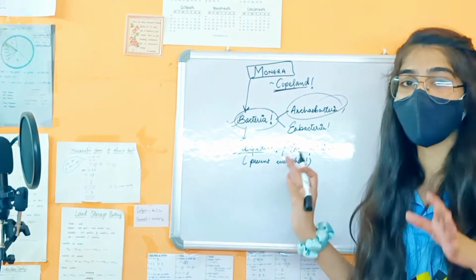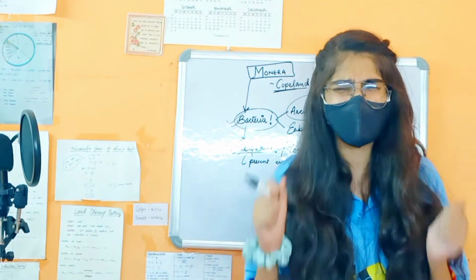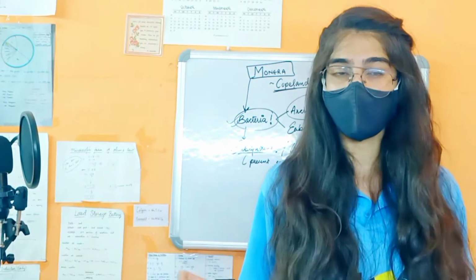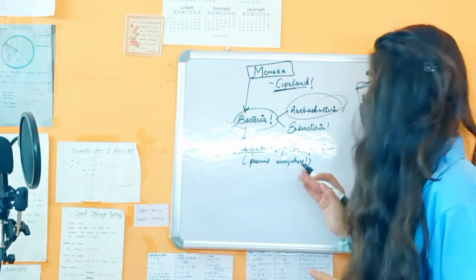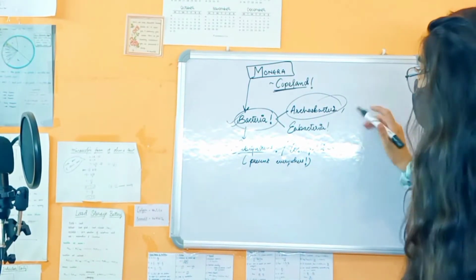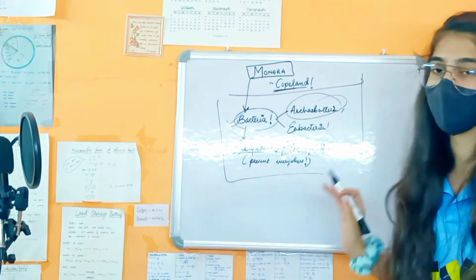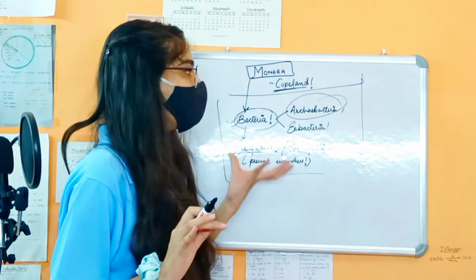One more example for archaebacteria is halophiles. Halophiles can live in extreme salty areas, in which we cannot survive and fishes cannot survive, but the bacteria can survive. From all of this I just want to say that bacteria are very important.